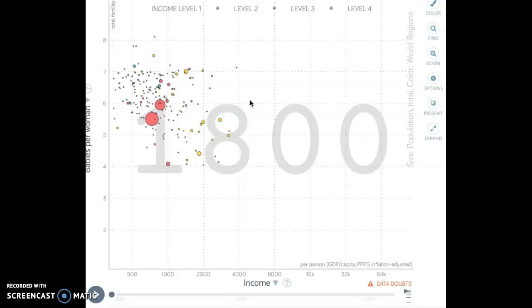As you can see in this Gapminder data chart, it starts from the year 1800 all the way through modern day. One or two things I want you to notice throughout the project is that, for one, most everyone in the 1800s was below the level 2 income. Everyone was mostly in level 1, and most everyone had above 5 kids, with the exception of not even 20% of it. Most everyone had more than 5 kids.